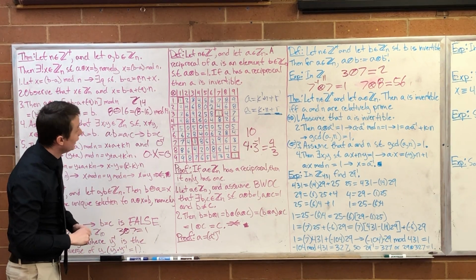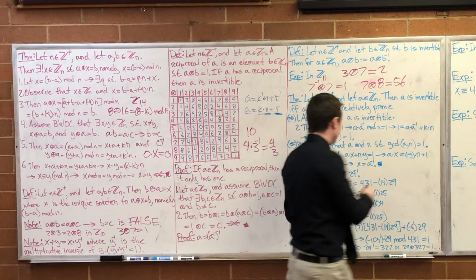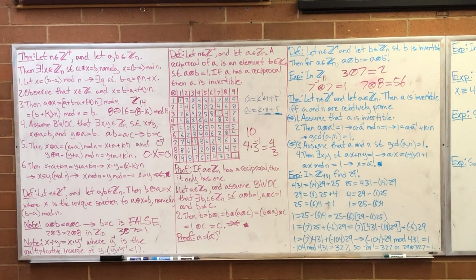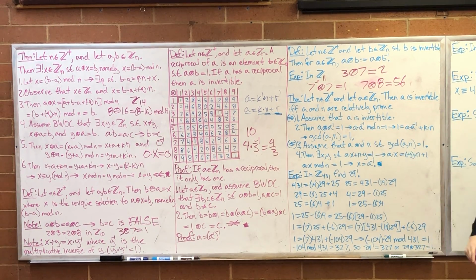Anyways, back to this proof. This proof's the heart of this whole section, so let's go over it. So let n be a positive integer, let a be in Z_n. Then a is invertible if and only if a and n are relatively prime, or in other words, if their GCD is 1. Good?